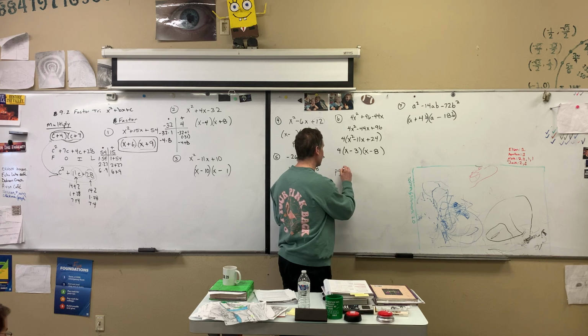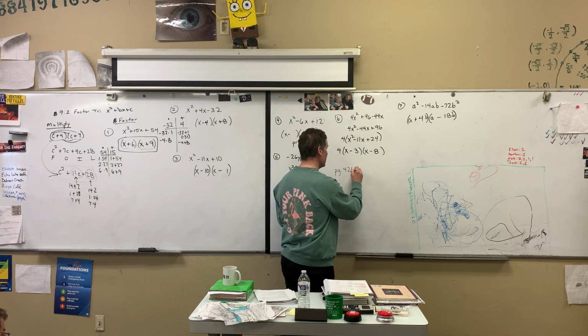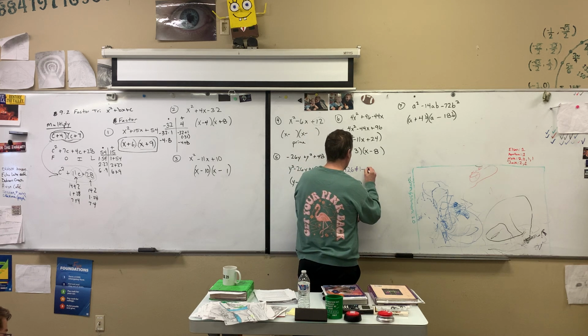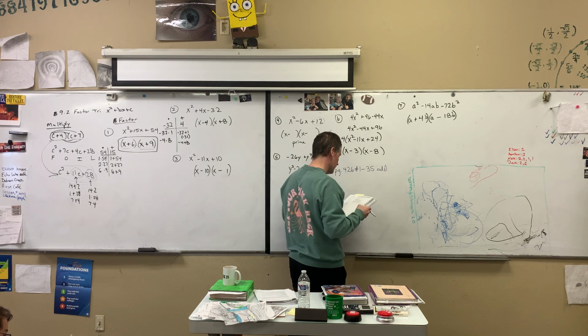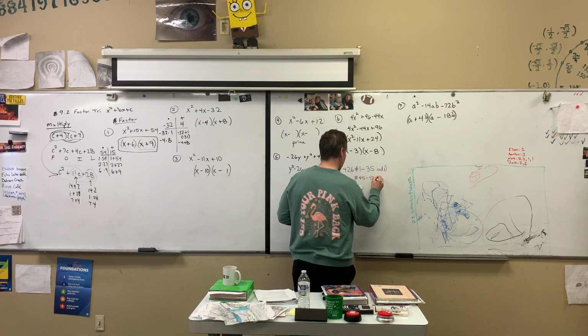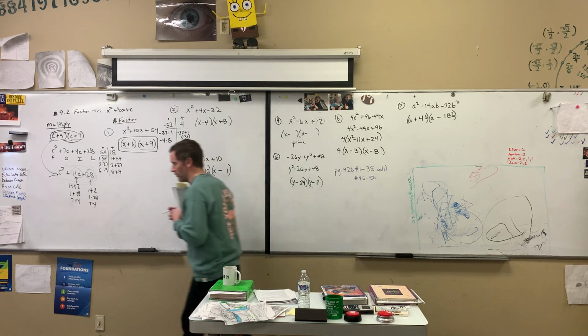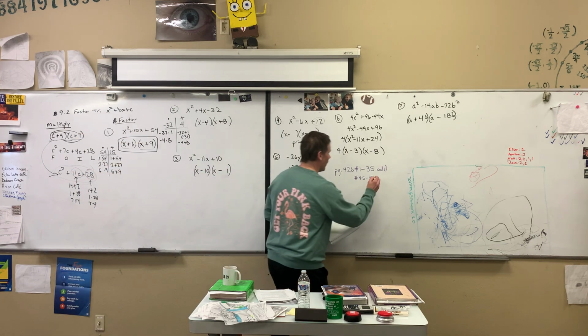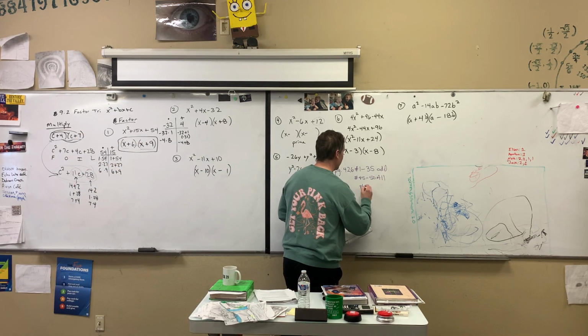Page 426. Do you guys have a study hall today? Some people do, some people don't. Someone have a piece of paper. 1 through 35 odd. Numbers 45 through 50. Let's see what I posted in Google Classroom. 50 all, and then number 52.